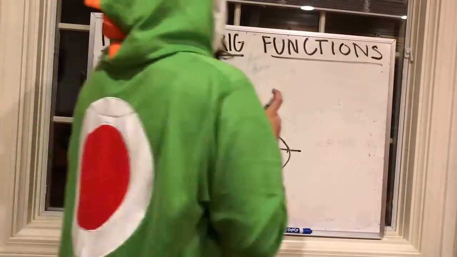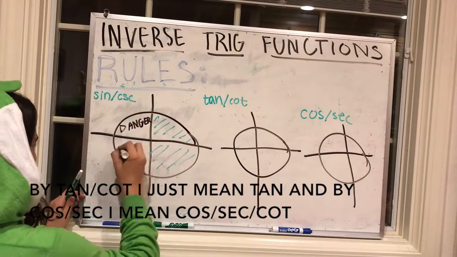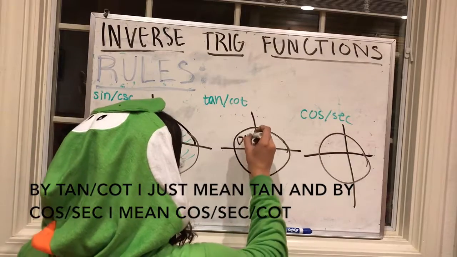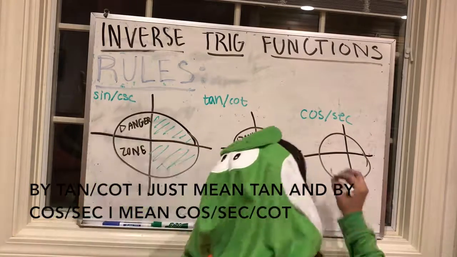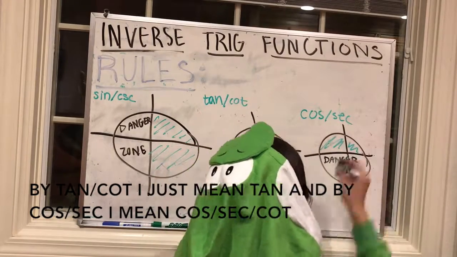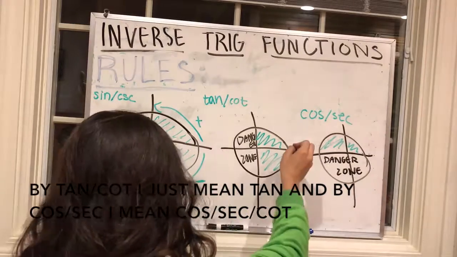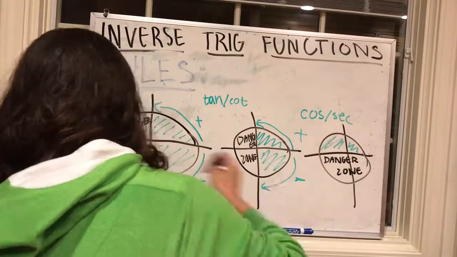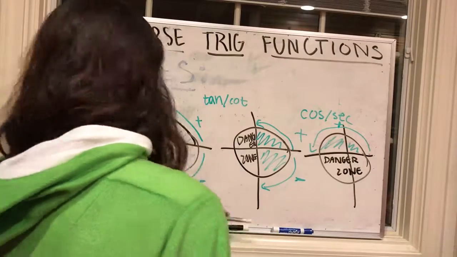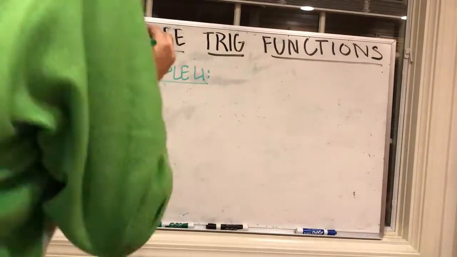So that means that the domain for cosecant, sine, and tangent would be negative pi over 2 to pi over 2, with a hole at 0 for cosecant. And for cosine, secant, and cotangent, the domain would be 0 to pi, with a hole at pi over 2 for secant. As you can see, I've drawn out the different danger zones for each inverse trig function. With that new information, let's do another example.